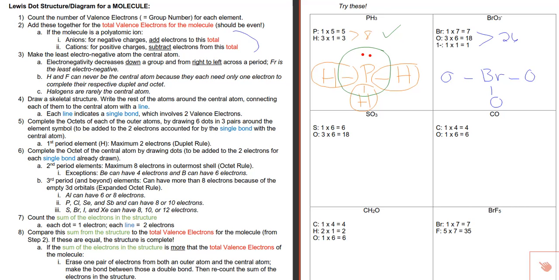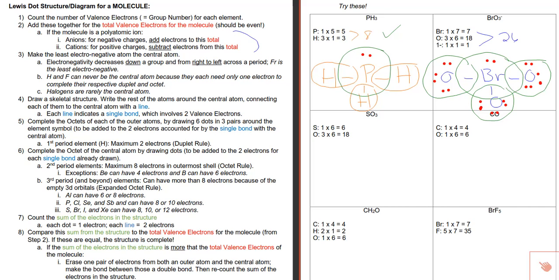Then I'm going to go through the process of completing the octet for the outer ones. So I'm going to go ahead and give all of these oxygens 8 because the bond already accounts for 2 electrons, and then each dot accounts for 1 valence electron. So now each of these oxygens has completed the octet rule. Then I'm going to go ahead and do the octet for the central by giving it 2 dots. And now bromine also has fulfilled the octet rule.